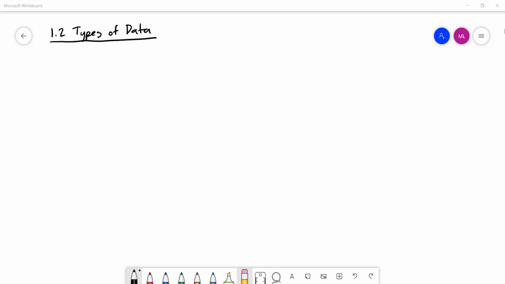In this section, I want to talk about the types of data that we can actually collect, because depending on the type of data we're dealing with, we will have to treat them differently, and we'll see this in some of the upcoming sections. So to apply statistics to different types of data requires different approaches. So let's talk about some of the types.